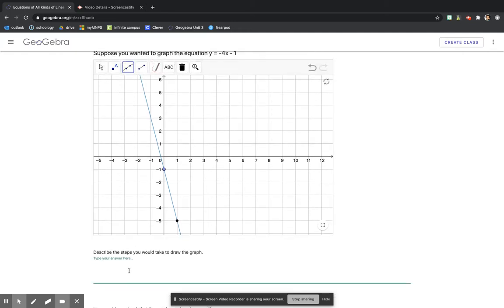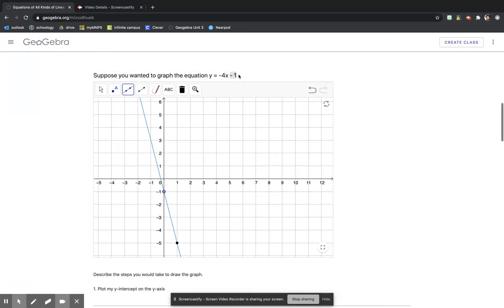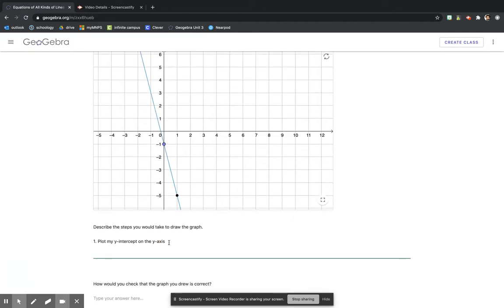So describing the steps, my first step was to plot my y-intercept on the y-axis. So my first step was to place this point right here. Since I know our equation ends in negative 1, I know that's where it's going to cross my axis. So I plotted that point first.